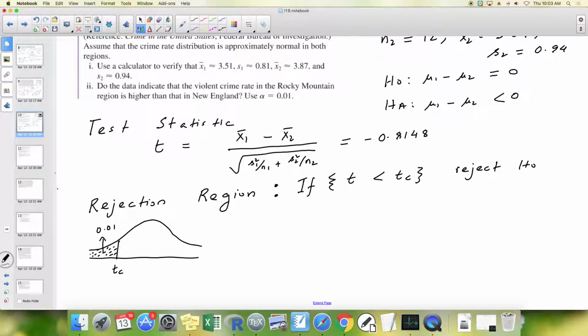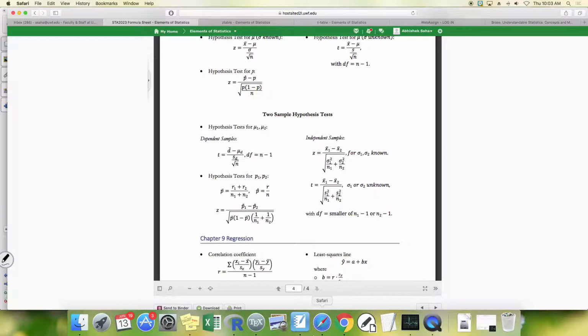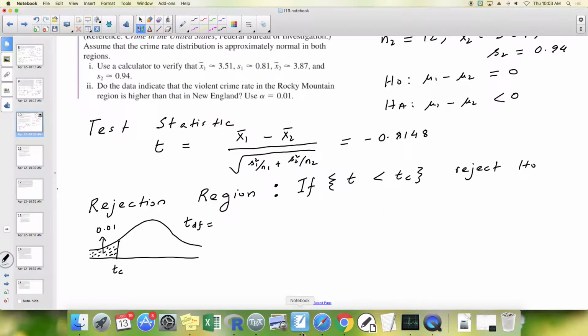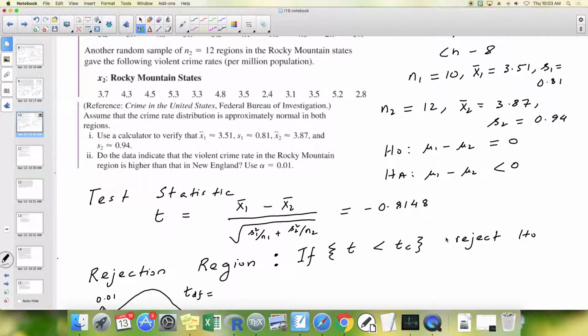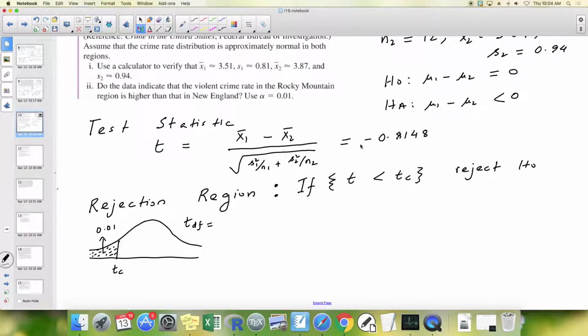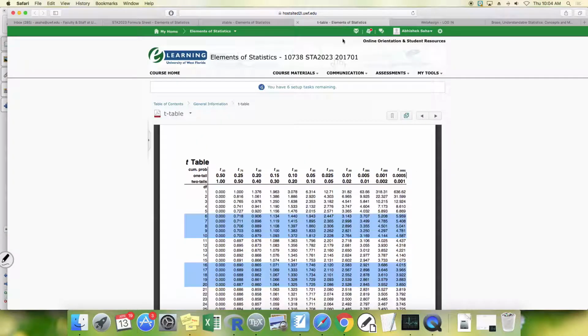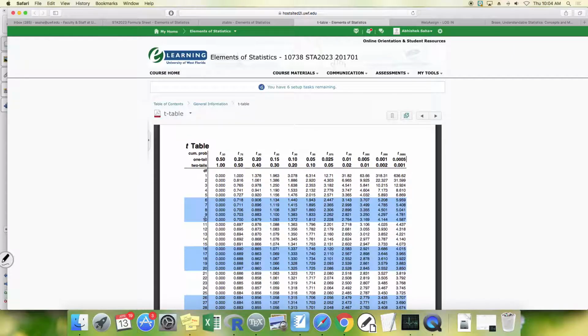Now it's a t test. So it's a t distribution with degrees of freedom equal to, what's the formula? Minimum of n1 minus 1 or n2 minus 1. So that means minimum of 10 minus 1 and 12 minus 1. So 9. Okay. So degrees of freedom is 9.